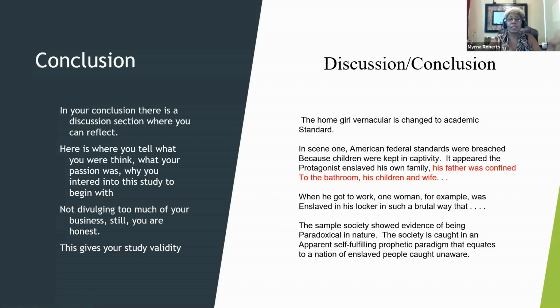The sample society shows evidence of being paradoxical in nature. The society is caught in an apparent self-fulfilling prophetic paradigm that equates to a nation of enslaved people caught unaware. Look at that. I got all that from that homegirl stuff.